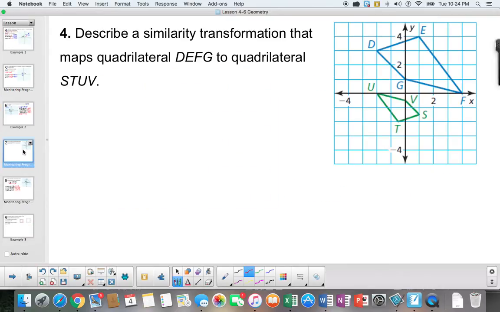Okay, your turn. Please stop the screencast and see if you can try to find a sequence of similarity transformations that'll map DEFG to STUV. Stop the screencast.